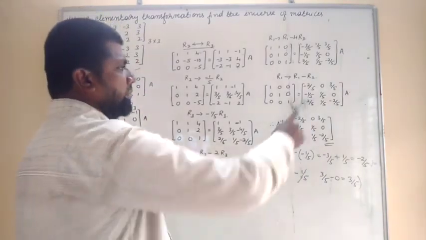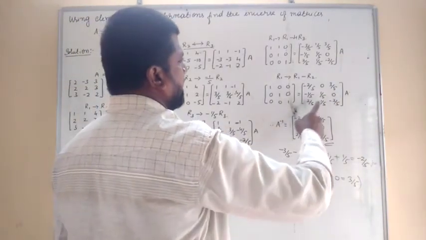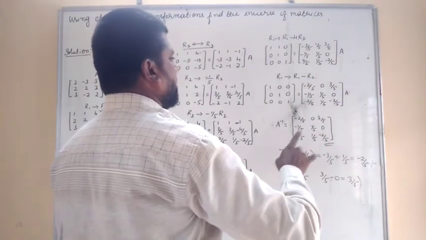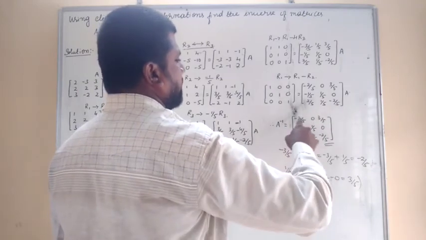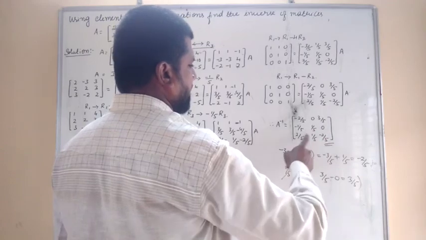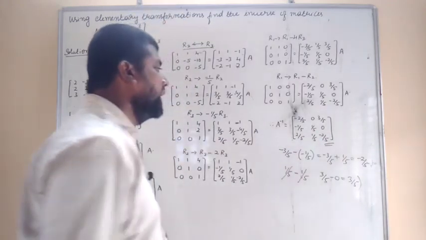Then write the second row, minus 1 by 5, 1 by 5, 0. Then 2 by 5, 1 by 5, and minus 2 by 5. So that is equal to, say, A inverse is equal to minus 2 by 5, 0, 3 by 5; minus 1 by 5, 1 by 5, 0; then 2 by 5, 1 by 5, minus 2 by 5. So this is the answer.